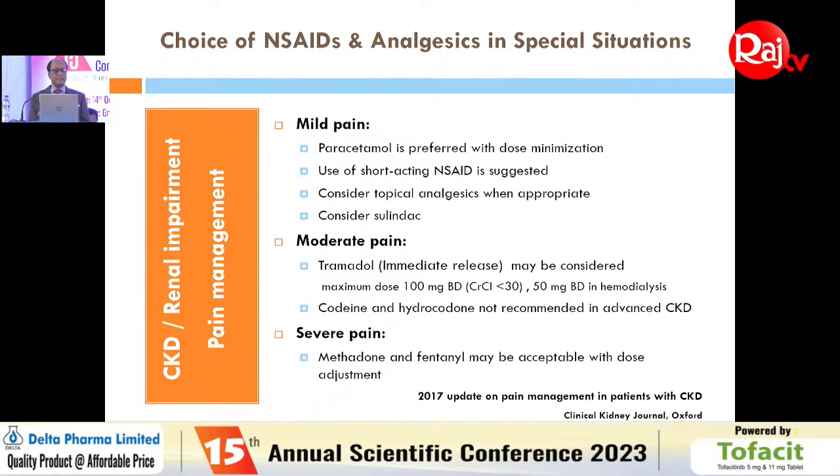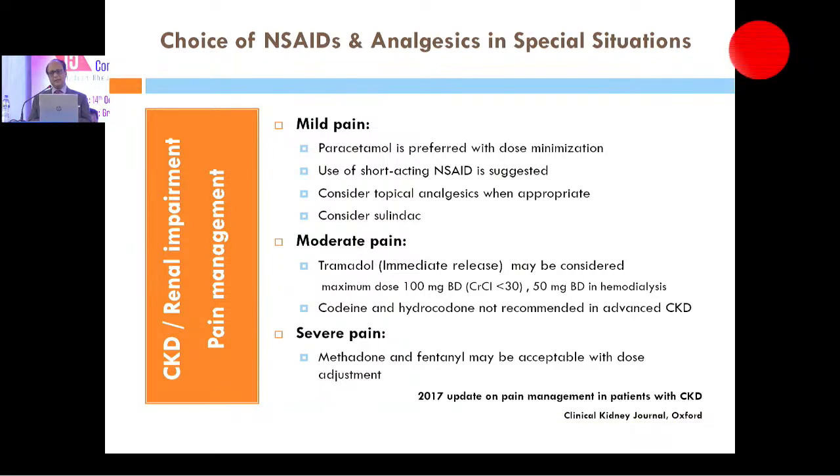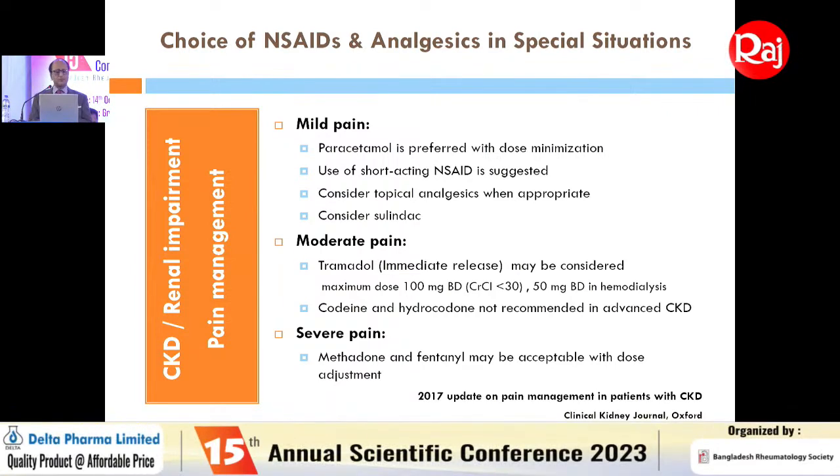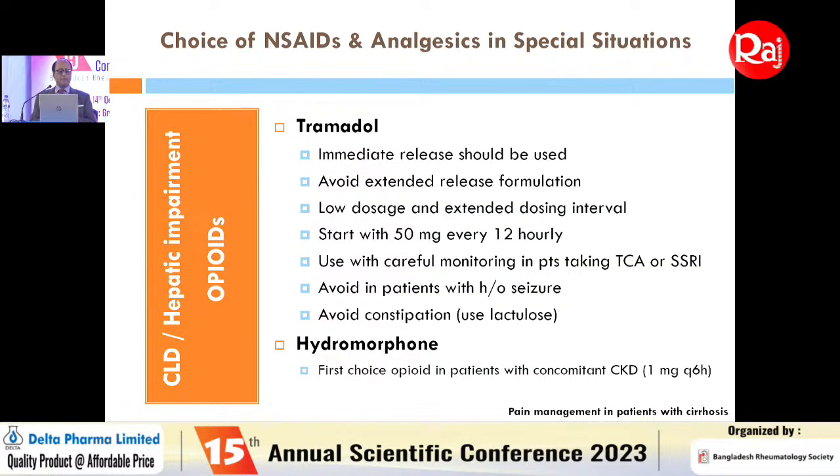So regarding renal impairment, the 2017 recommendation is that for mild pain we can try only paracetamol or topical analgesics, and sulindac may be considered, again a controversial issue. For moderate pain, tramadol may be a good choice, and for severe pain, methadone may be tried. And if hepatic impairment is there, tramadol, especially immediate release, we have to remember, not the sustained release. We should try to avoid sustained release and start with 50 milligrams every 12 hours, avoid it if the patient is having seizures, and avoid constipation.